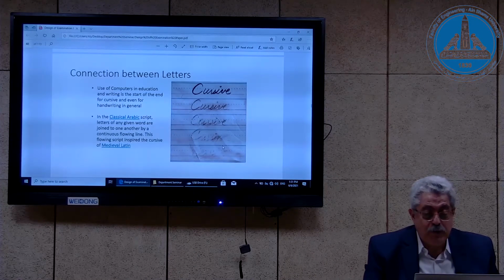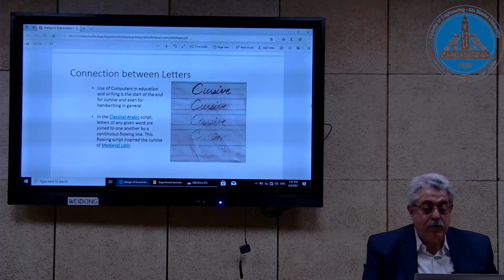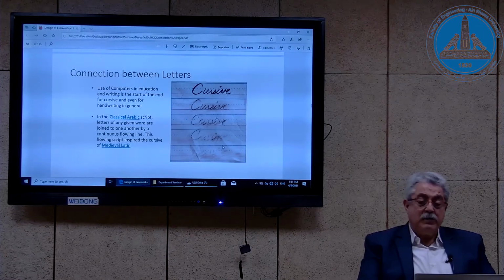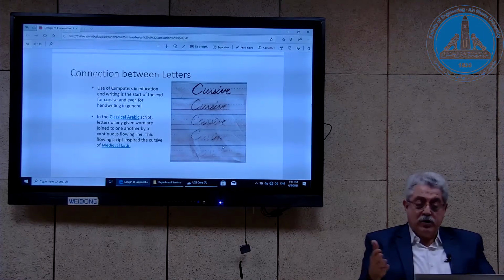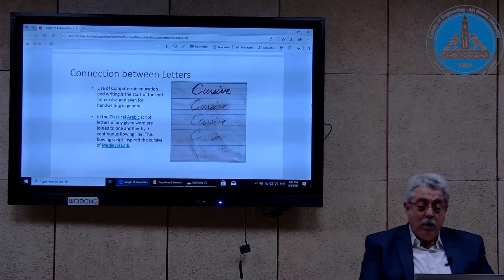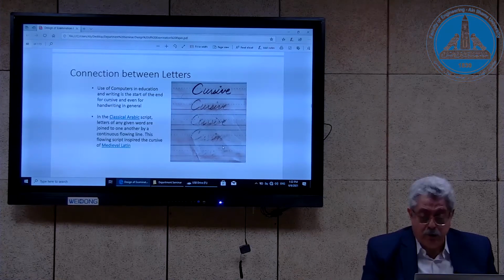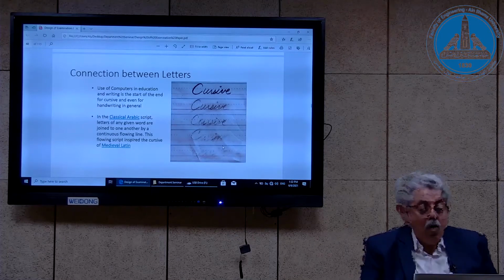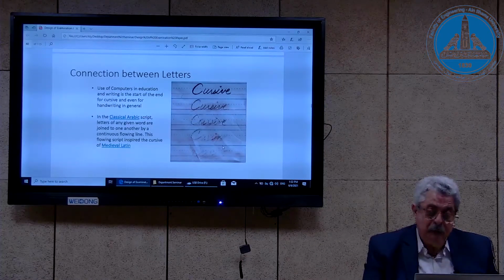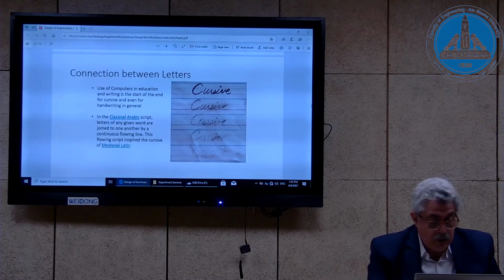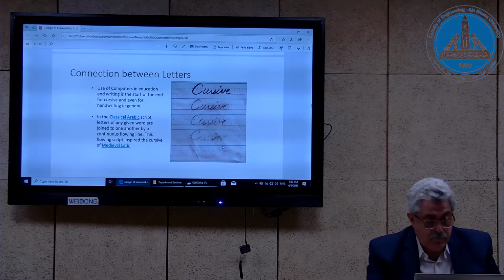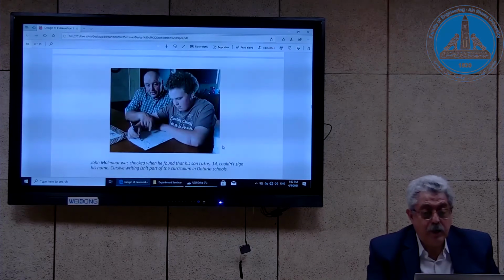This flowing script inspired the cursive of medieval Latin. This means the cursive was not originally known before the medieval Latin people saw the classical Arabic script. If you know the Arabic language, we don't have separate letters. All letters in Arabic are joined, and this is what inspired the people using English, French, and German to use the cursive typeface. I like this slide.